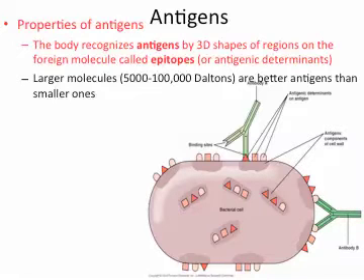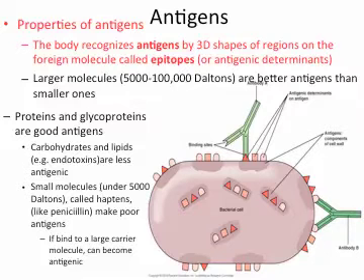So some properties of antigens. The cells of your immune system will recognize the antigens by the 3D or three-dimensional shapes of their epitopes, aka antigenic determinants. A larger molecule, like 5,000 to 100,000 Daltons, that's just the units of measurement for a protein, Daltons. So larger proteins are better antigens than smaller proteins.